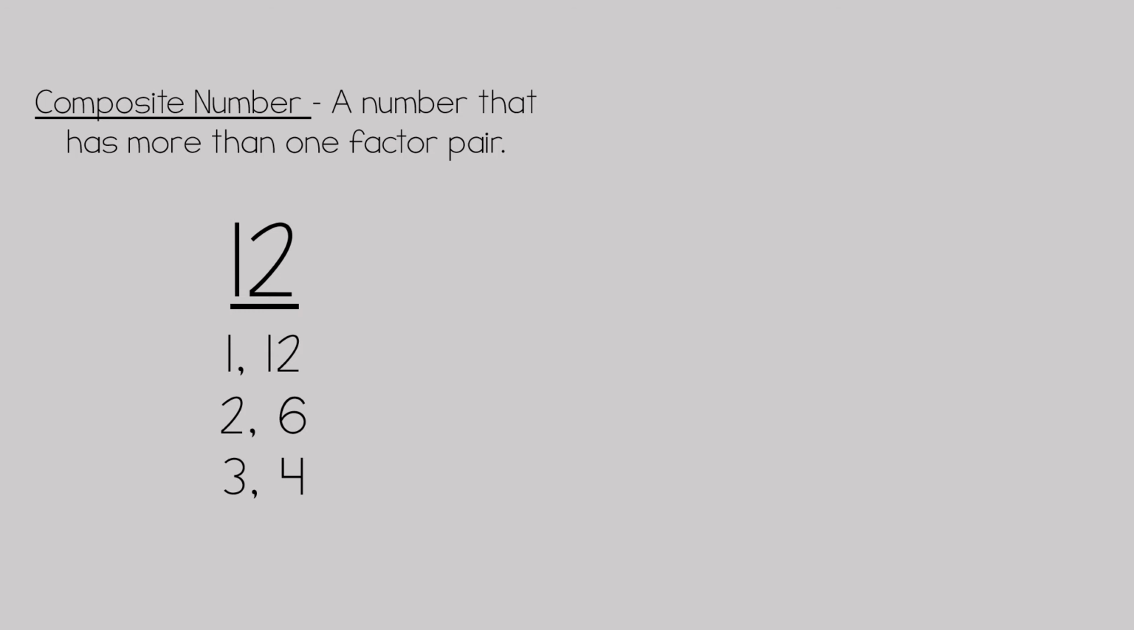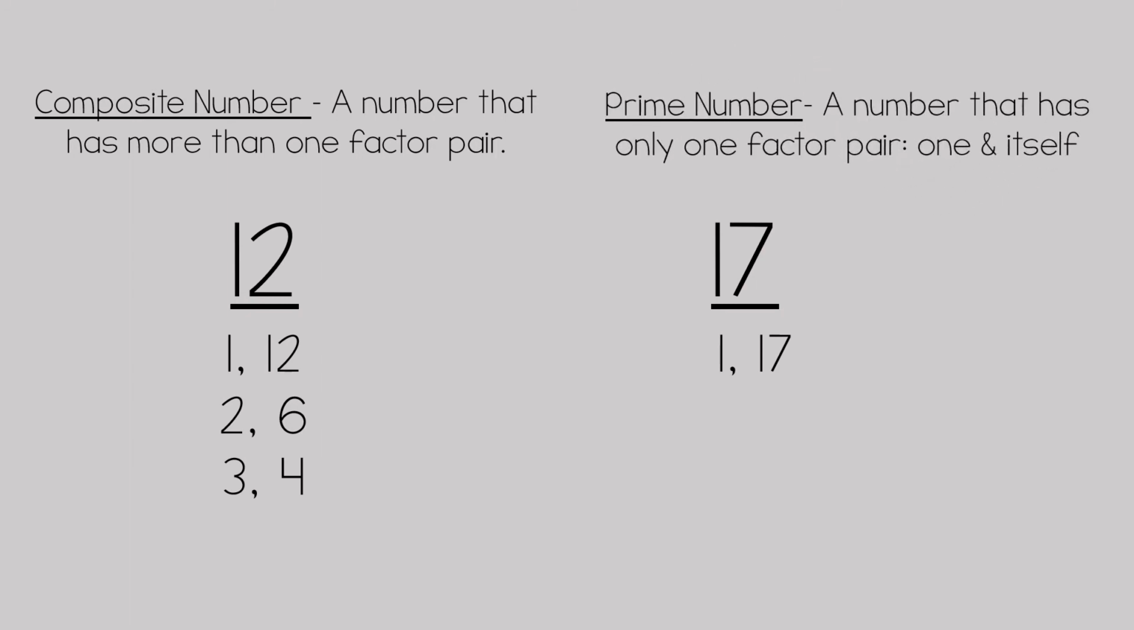Looking at the number 17, I know that the only two numbers I can multiply together to reach 17 are 1 times 17. Since there's only one factor pair for the number 17, it is a prime number. A prime number is a number that has only one factor pair, which is 1 and itself.